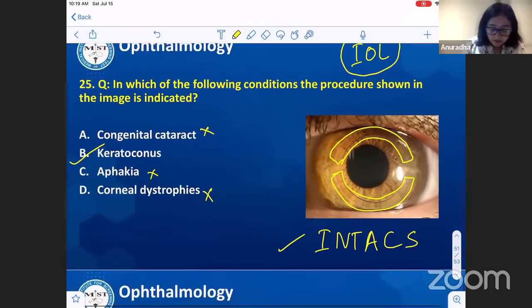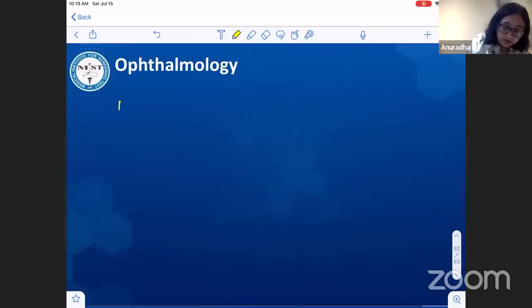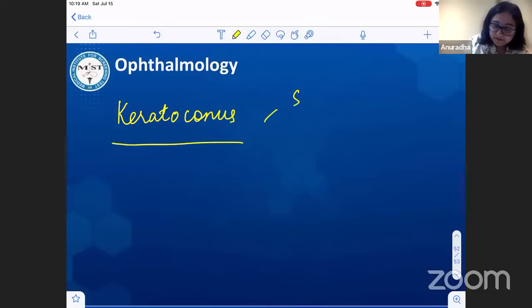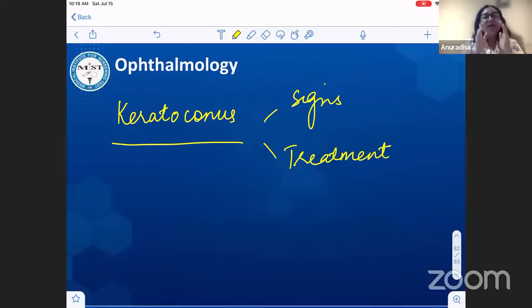Fine. So keratoconus, beta, again, is an important topic I wanted to touch upon here. In keratoconus, a question can be asked based upon the typical features, that is the signs and treatment. So quickly revise with me what kind of signs you see in keratoconus. You see Munson sign, you see Rizzuti sign, you see oil droplet sign, you see Fleischer ring, which is the iron ring in the cornea, and you see Vogt striae. So these are the typical signs of keratoconus. The treatment of keratoconus depends upon the stage. In early stages, you give rigid gas permeable lenses.